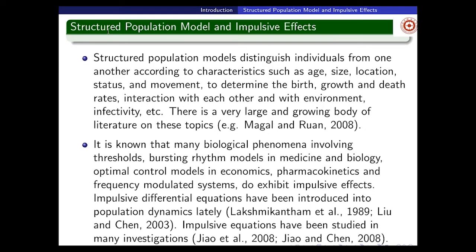Structured population model and impulsive effects. Structured population models distinguish individuals from one another according to characteristics such as age, size, location, status, and movement to determine the birth, growth and death rate, interaction with each other and with the environment, infectivity, etc. There is a very large and growing body of literature on these topics.